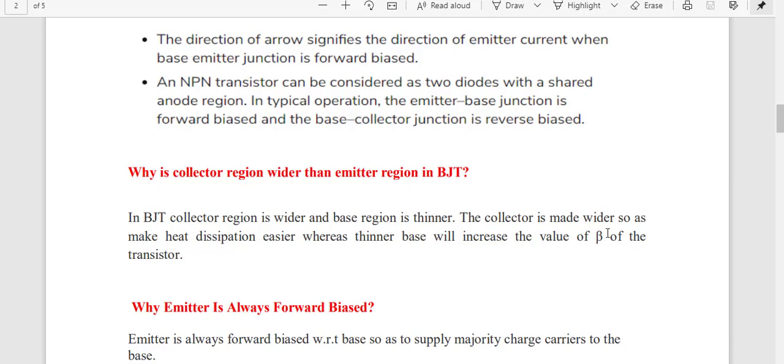Okay, now what is beta? This I will describe in my next lecture. Beta is one kind of gain, the current gain of the transistor. Okay, that means if the width of the collector region is higher, then what happens? In that case, the dissipation will be easier. Then if dissipation is easier, the value of beta will be increased. So due to this reason, the width of the collector region for the BJT is made greater or wider compared to the emitter and base.